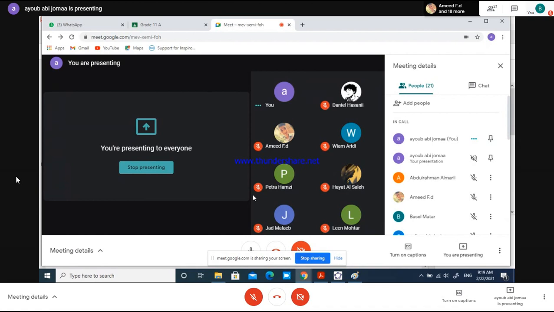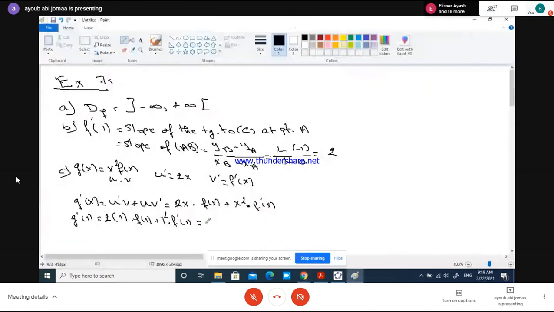Slope of tangent line. So 2 times 1 times f of 1.